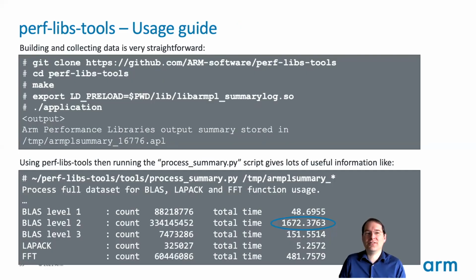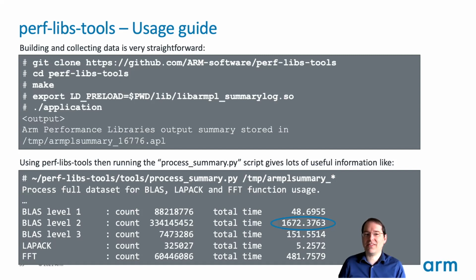So how about going about using this? Nice and simple: just git clone from GitHub and cd into the directory. If you want to change it from using ARM Clang to using GCC, just edit the makefile before compiling it up. Then you just set LD_PRELOAD on the library that you've just built to enable you to collect some sort of summary data. And then, assuming your application has a shared version of ARM Performance Libraries or OpenBLAS or BLIS or one other implementation linked in, just run your application.